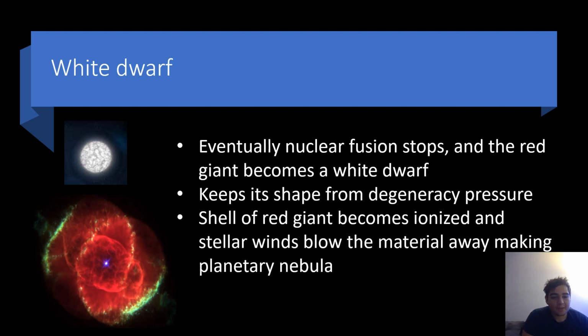Along with the formation of the white dwarf, the material on the outside of the red giant becomes ionized, and stellar winds blow the material away, making a planetary nebula, which is visible in the lower left corner. Here we have our white dwarf in the very center.